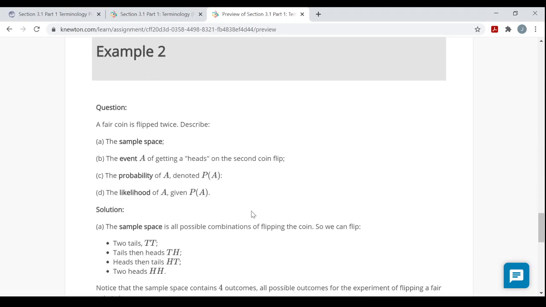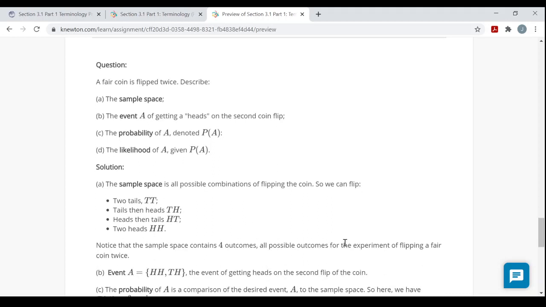All right, so they have an example here. A fair coin is flipped twice. What would be the sample space? Now again, the sample space is a description of all possible outcomes. So this was mentioned earlier in the video. When you flip a coin twice, you have possible outcomes of 2 tails, or a tails then a head, or a heads then a tail, or 2 heads. 4 possible outcomes. They describe that here.